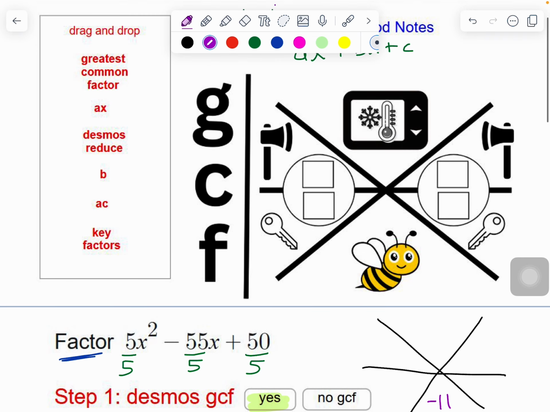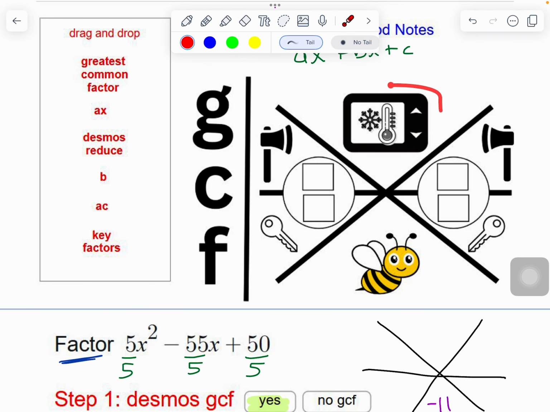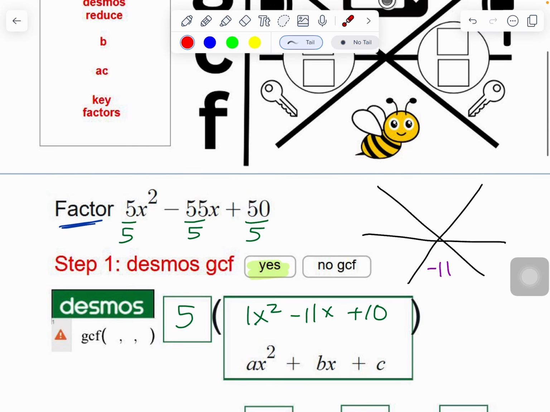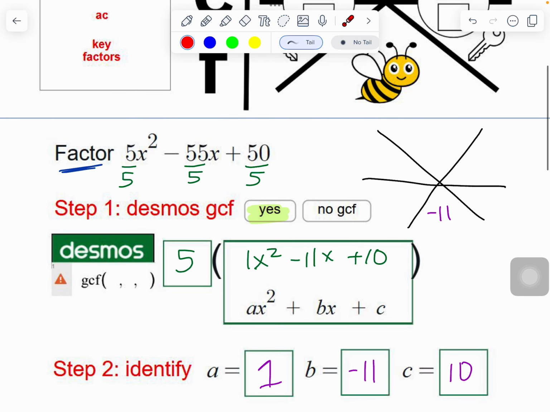Now let's go to the top. It's not a microwave. Everybody likes to think it's a microwave, but this is an AC unit right here. So we have to find A and C and multiply them. So right here, A is 1 and C is 10. So if I multiply 1 times 10, I get 10. So I'm going to put a 10 right here.